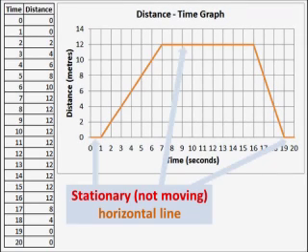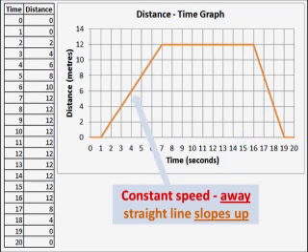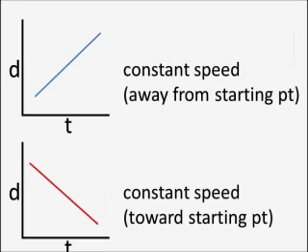Again, the horizontal lines indicate where the object was standing still. So initially at the car, checking the wallet, back at the car. The slopes or the straight line sections indicate constant speed. If it's sloping up, in other words, looking at it from the left to the right, if it's sloping up to the right, then it's constant speed away from the starting point. If it's sloping down, then it's constant speed towards the starting point. So to summarize, constant speed if it's sloping up, away from the starting point; if it's sloping down, towards the starting point.